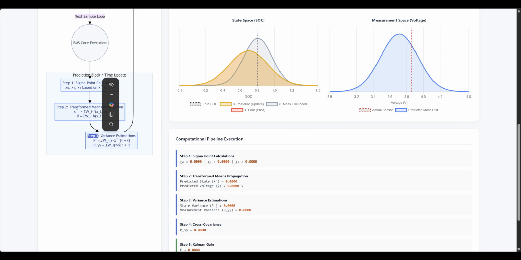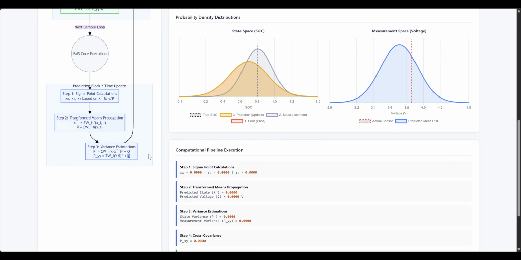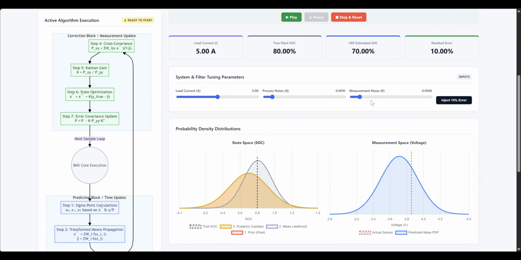In step 3, we will be checking the variance estimation, for the corresponding state as well as for the measurement. How much is the variance? That will be dependent on the process noise as well as the measurement noise, and that will be controlled over here.